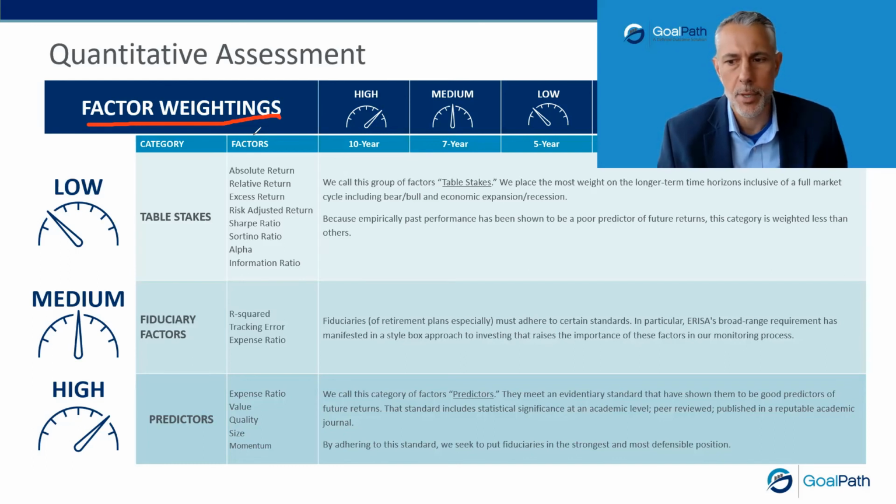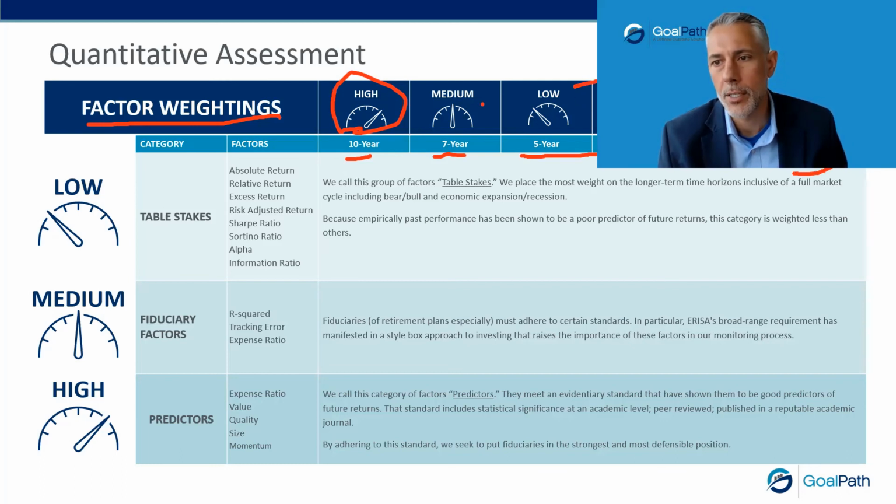And certainly, as I mentioned just a moment ago, cost is a huge factor in how we look at mutual funds. But we weight the longer term time periods more heavily. So 10-year, that's given a high weighting, 7-year medium, and then anything less than 5, which is almost guaranteed to be less than a full market cycle, we monitor that, we pay attention to it, but it has less of an importance.